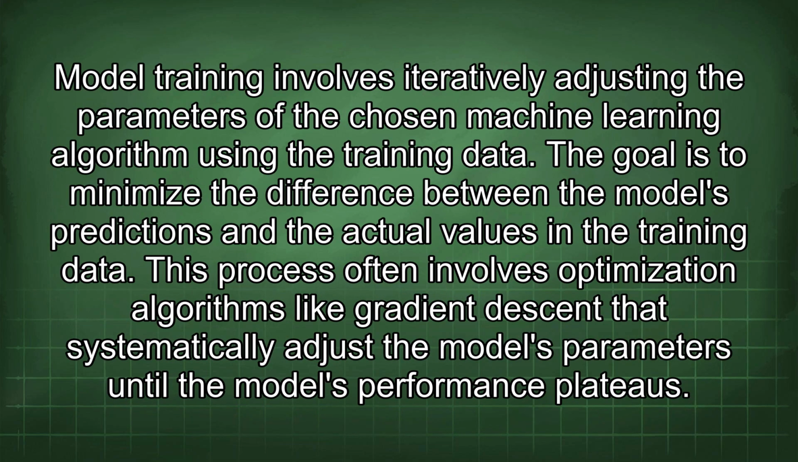Model training involves iteratively adjusting the parameters of the chosen machine learning algorithm using the training data. The goal is to minimize the difference between the model's predictions and the actual values in the training data. This process often involves optimization algorithms like gradient descent that systematically adjust the model's parameters until the model's performance plateaus.